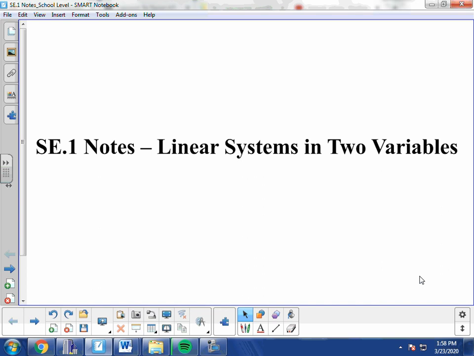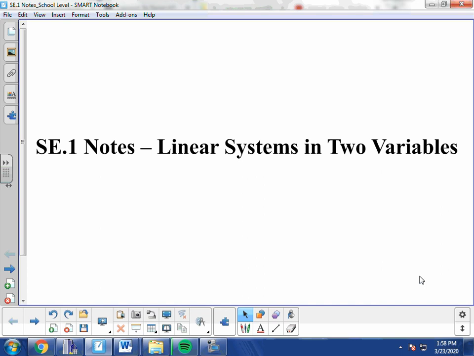These notes are basically going to be a complete review of what you did in Algebra 1. We're not really going to present anything new. We're just going to review some topics for systems of equations that we're going to need to be proficient at when we move forward. So let's go ahead and jump into the notes.